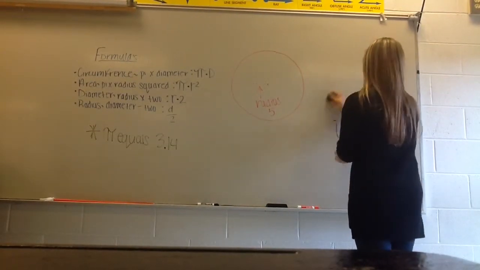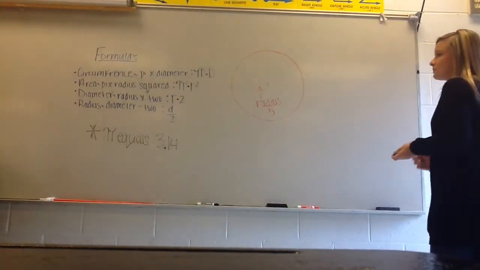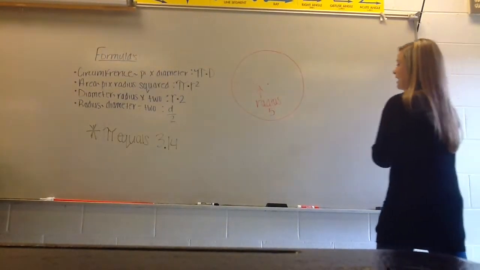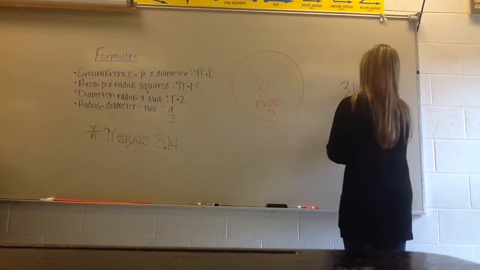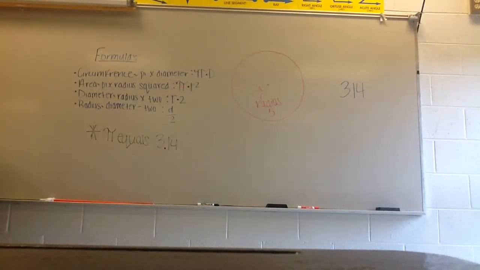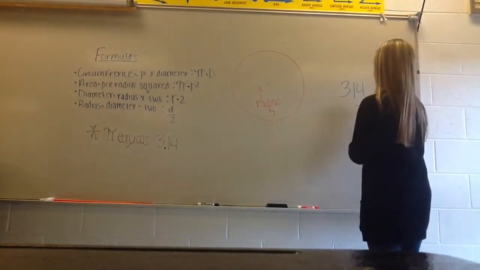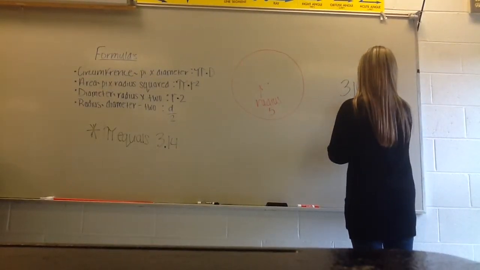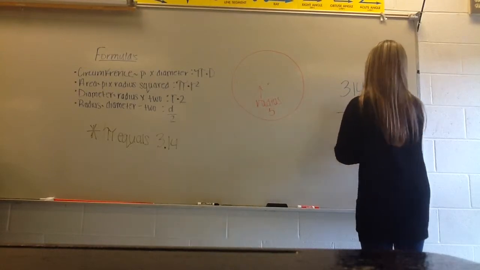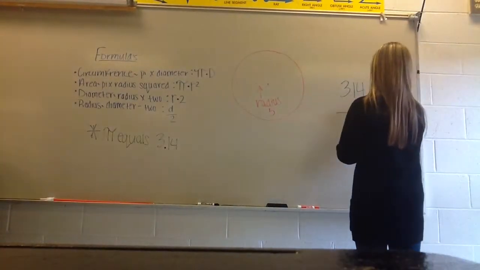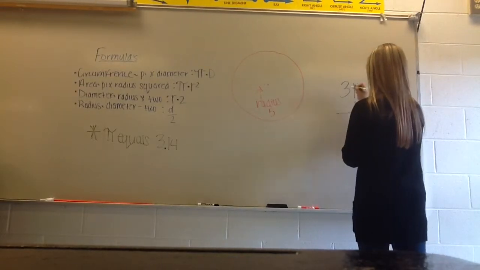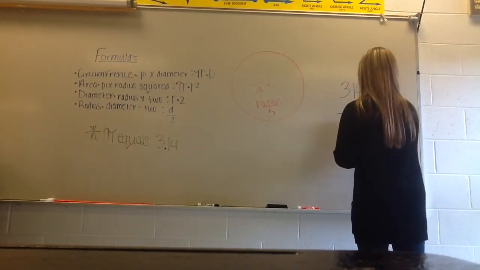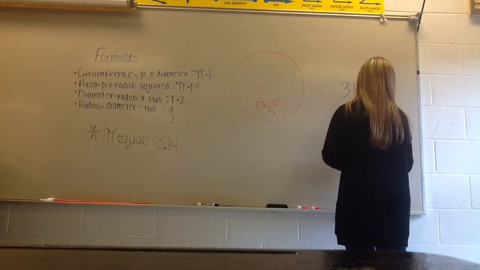Next we're going to do our circumference, which is pi times diameter. And pi is 3.14. And again, the diameter is the radius times 2, and 5 times 2 is 10. So we're going to multiply 3.14 times 10. 4 times 0 is 0. 0 times 1 is 0. 3 times 0 is 0. So we can mark that out and bring down a 0.